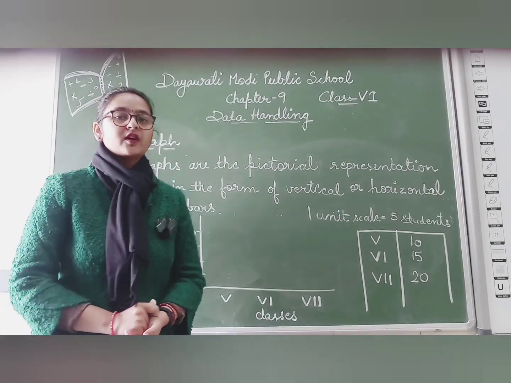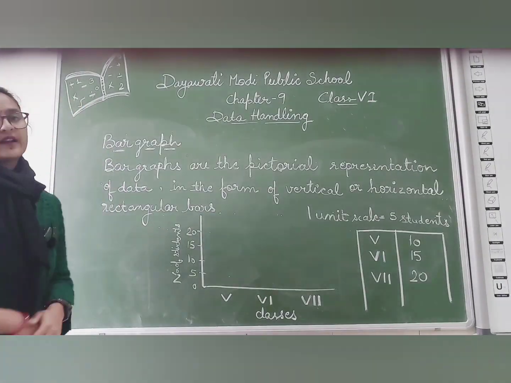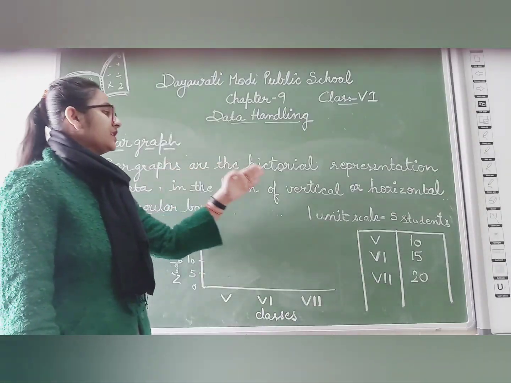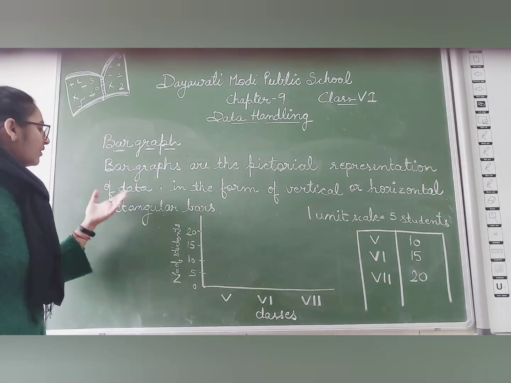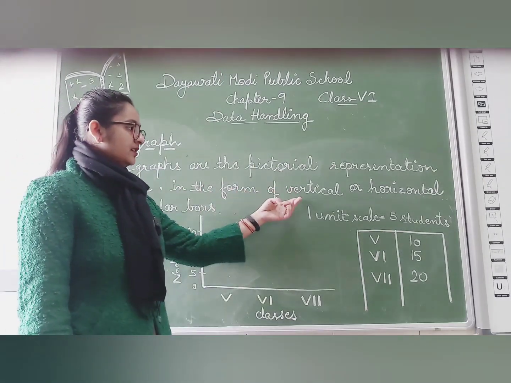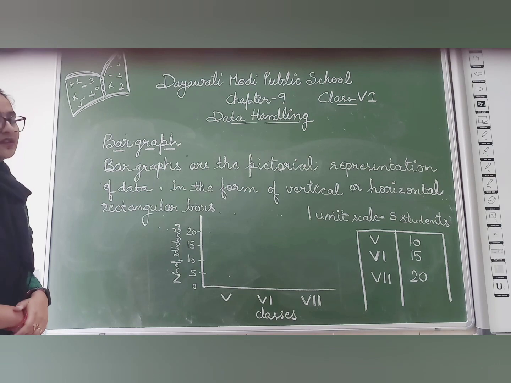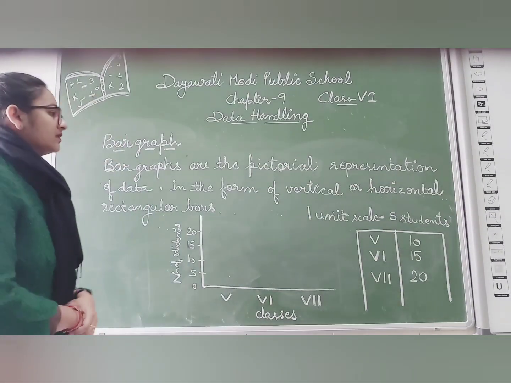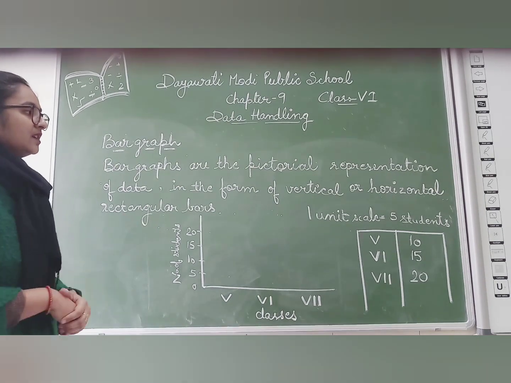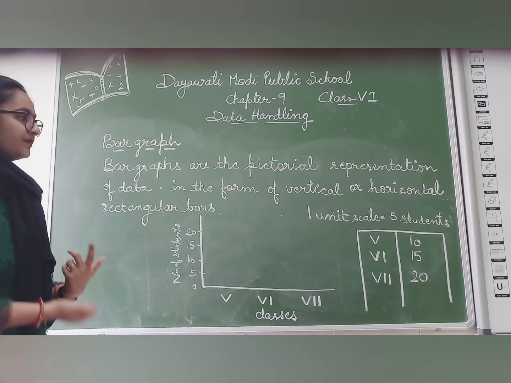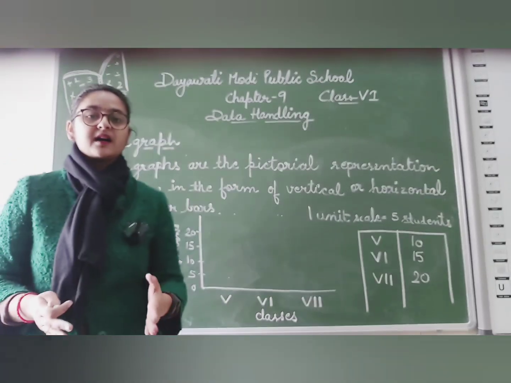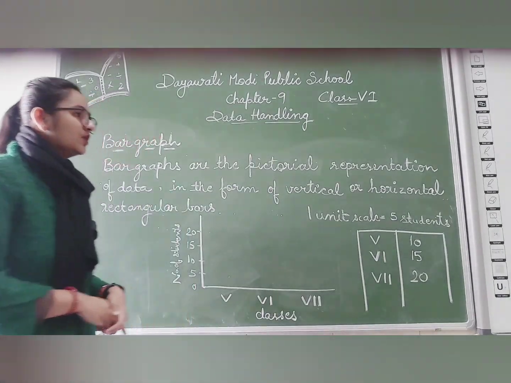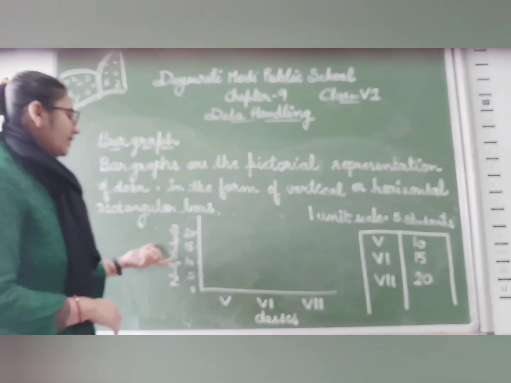Another method for large data is the bar graph. So what are bar graphs? Bar graphs are the pictorial representation of data in the form of vertical or horizontal rectangular bars. So in this kind of graph, we have some pictures to represent the data and some rectangular bars which can be vertical or horizontal. Let's understand this with the help of an example.